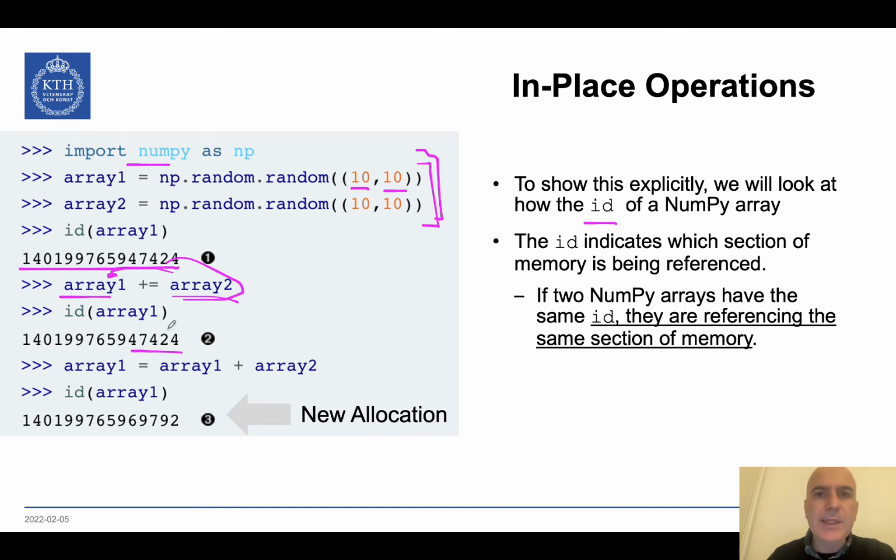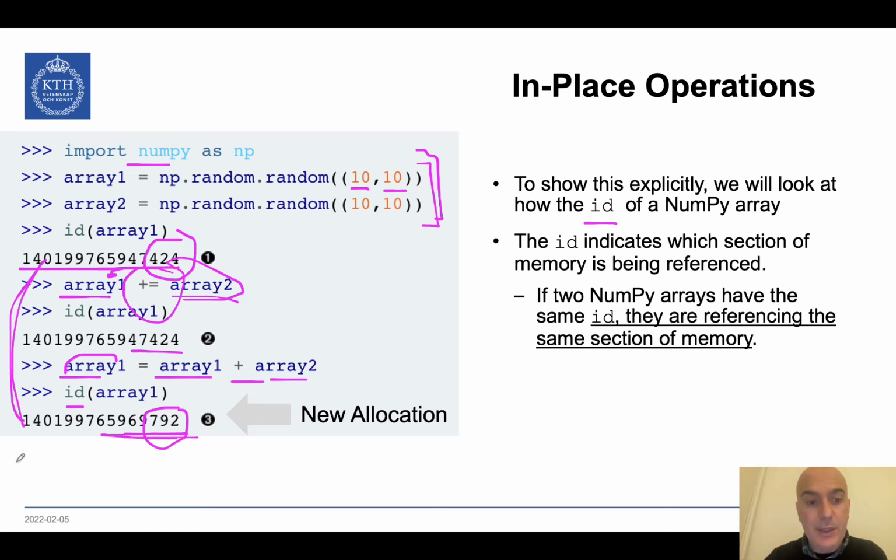In case we express the very same operation, basically summing up array 2 to array 1, without using the in-place operation, we do array 1 equal to array 1 plus array 2. We take the result of array 1 and we take what is the reference in memory. We will note that the reference in this case is different. So here we have 424 and here we have 792. So these are two different references.